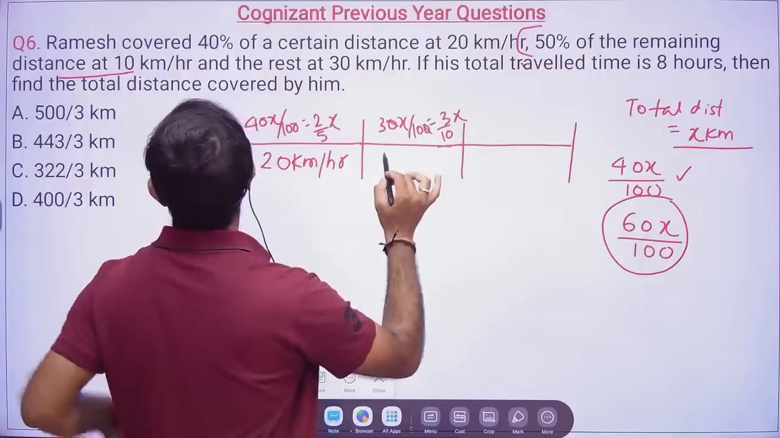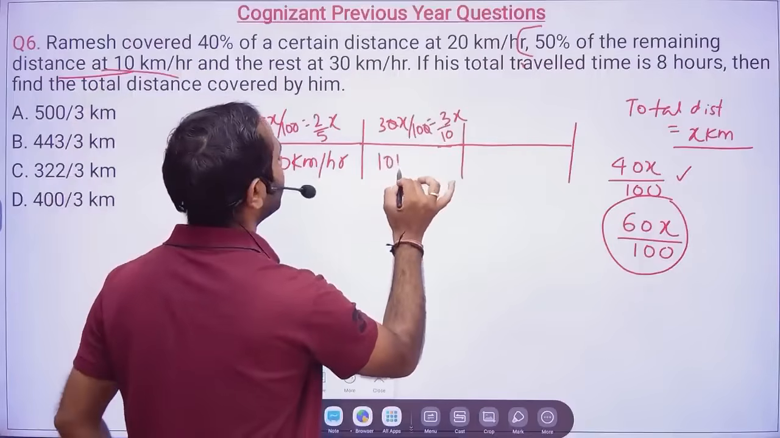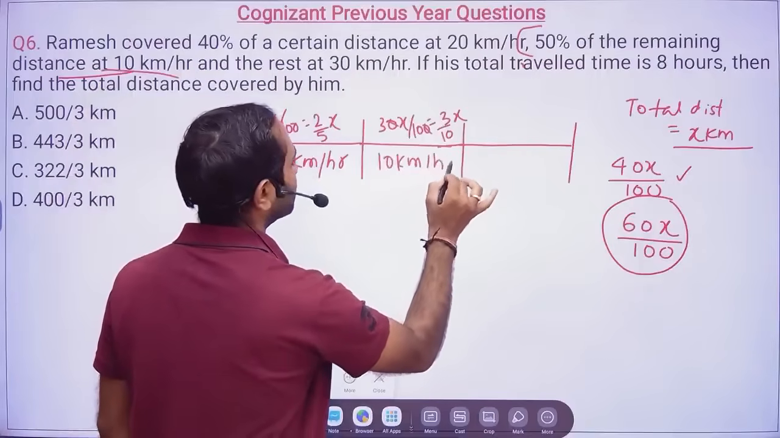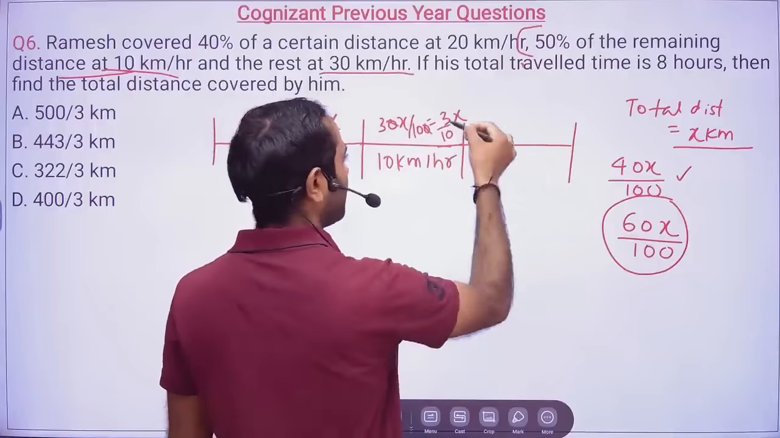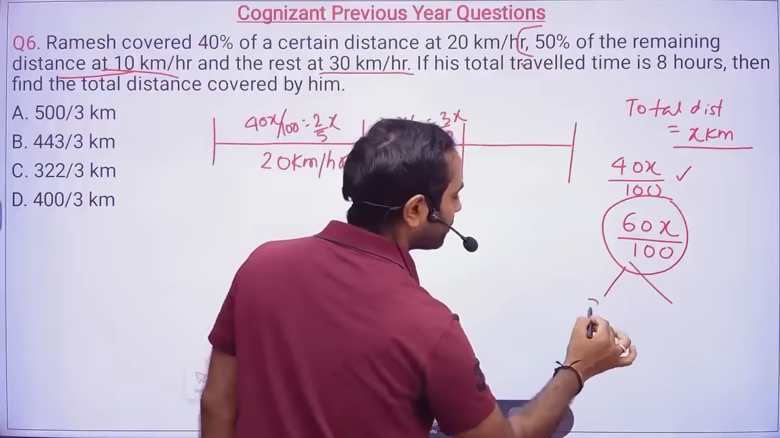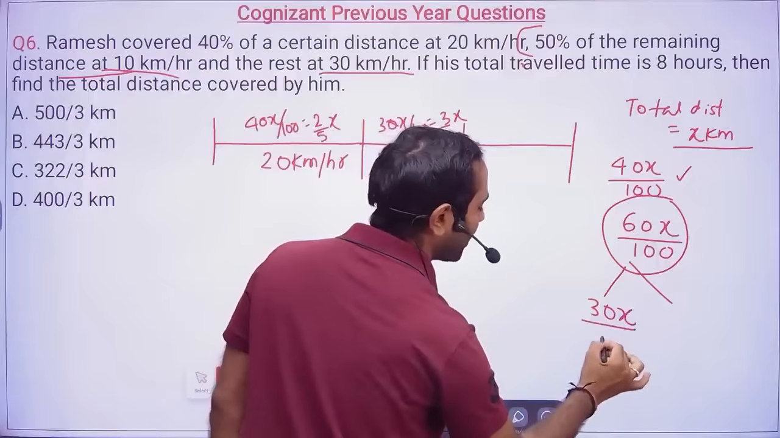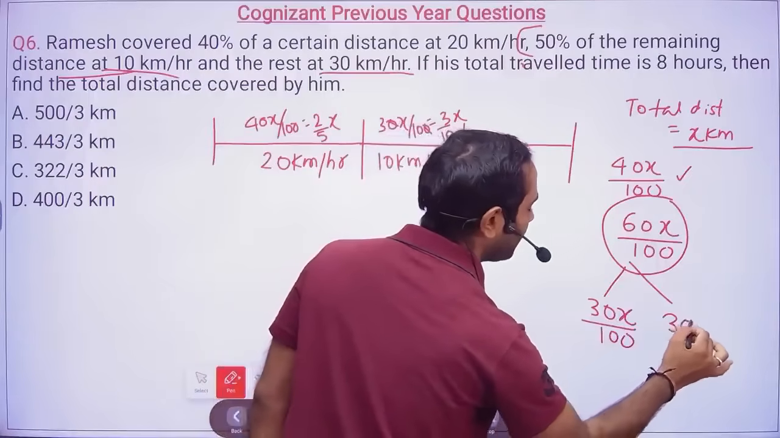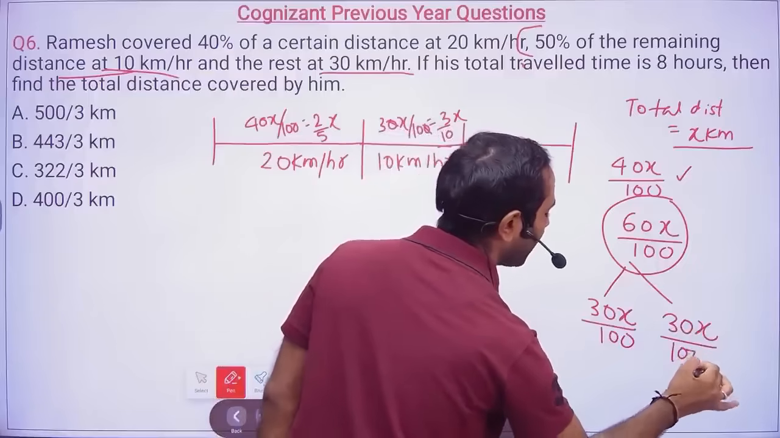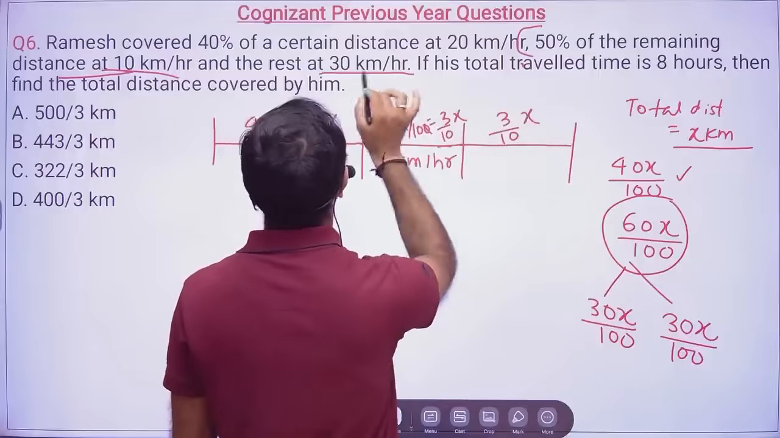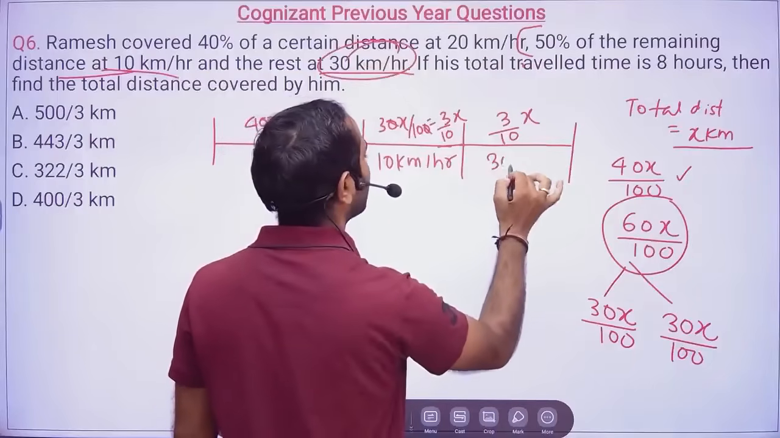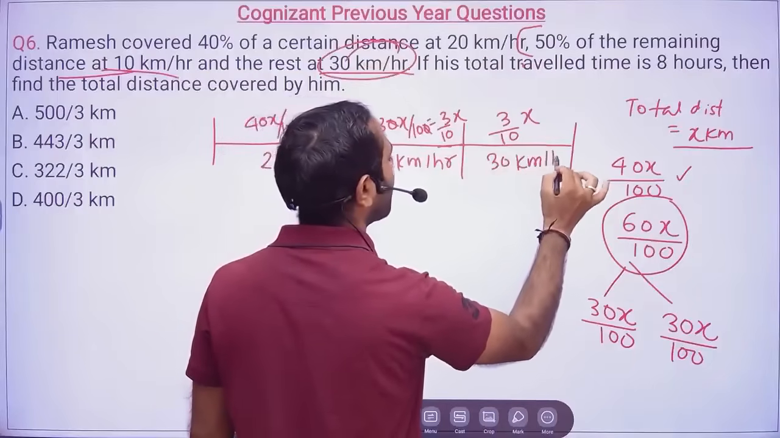What is the speed? Sir, the speed is 10 km per hour. Okay, then. And the rest at 30 km per hour. So again, 50-50 we had divided. So sir, 50 will be 3x by 100. Another 50 will be 3x by 100. Clear? Okay. So sir, here also 3 by 10 of x. And what is the speed? Sir, here the speed is 30 km per hour. That's all, solved the question.